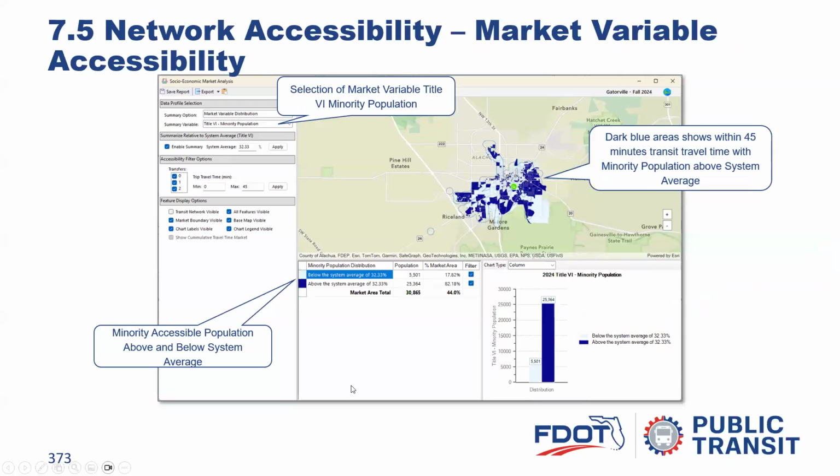Okay, so for that same market, instead of showing the heat map and transfers, now we're just showing minority population, and we've enabled the service summary to the system average, so we're showing above and below the system average. So yeah, it's just another way that we can use that same market that we created, a destination market, a network accessible market, to show Title VI.